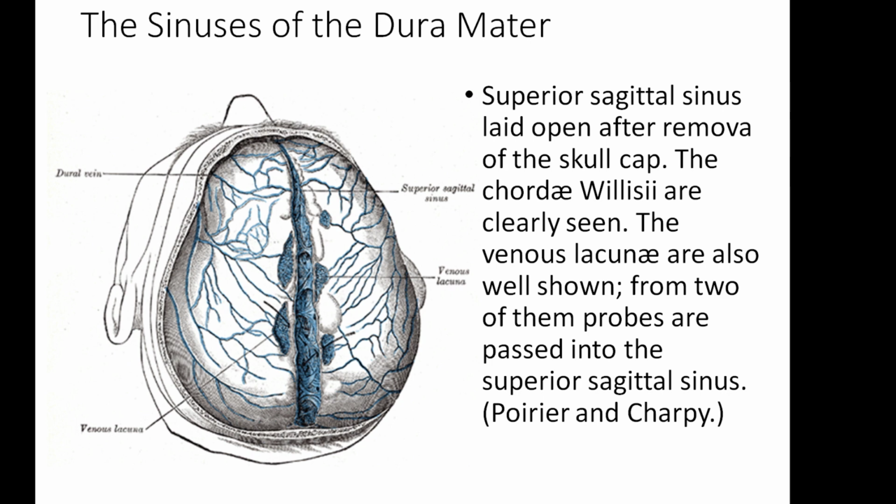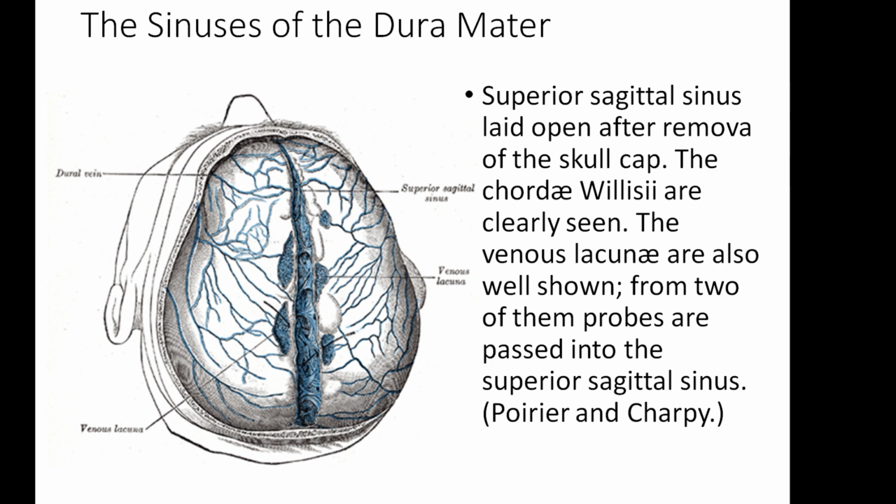Superior sagittal sinus laid open after removal of the skull cap. The arachnoid villi are clearly seen. The venous lacunae are also well shown. From two of them, probes are passed into the superior sagittal sinus.